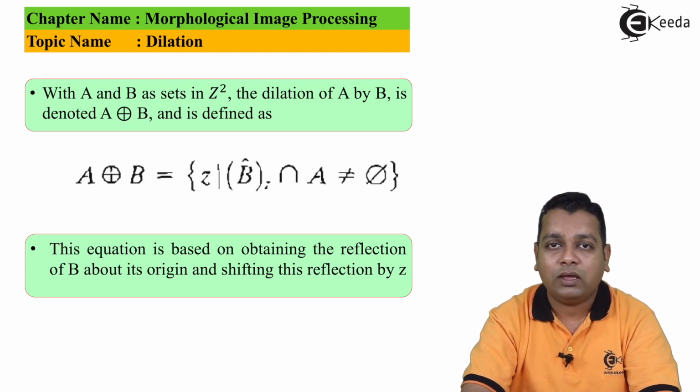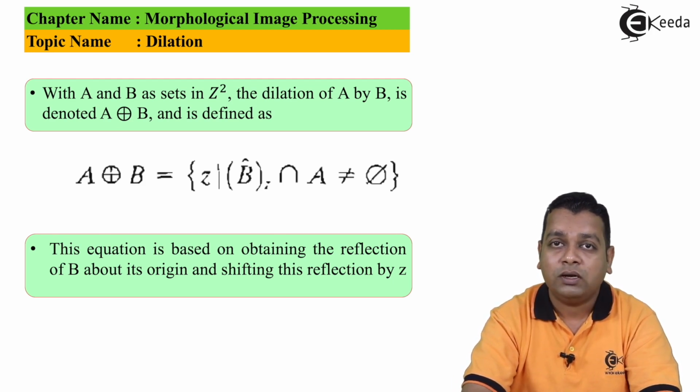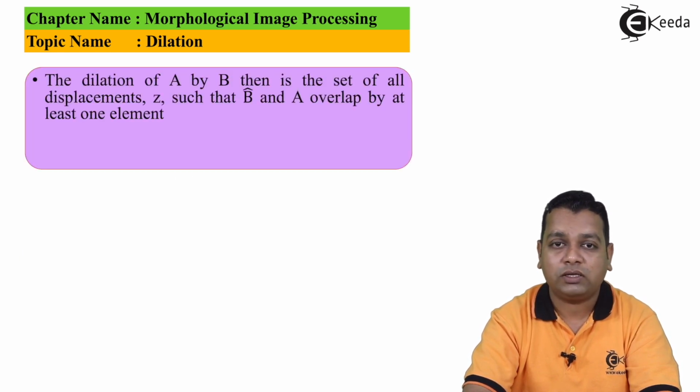So by having the A and B as the input sets into the dimensional space Z square, the dilation of capital A by the structuring element capital B, we can denote by having this representation. So here the circle having the plus sign inside represents the dilation operation between A and B. The definition with respect to the set theory, we can have the representation A dilation B onto the left hand side is equal to, for the Z element, that is having the translation of the B cap intersection with A, that is not equal to phi, that is empty element set here.